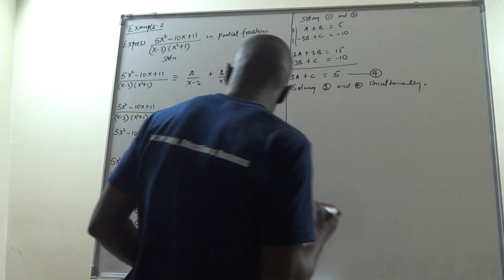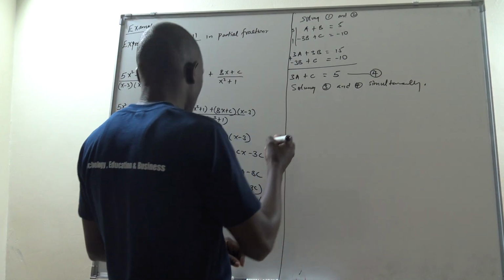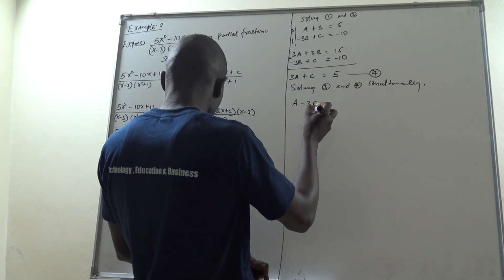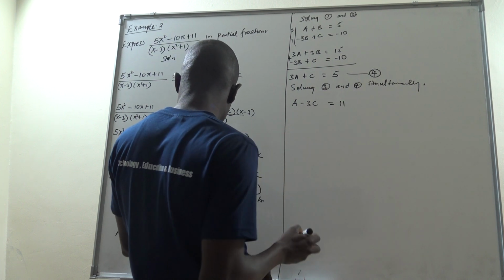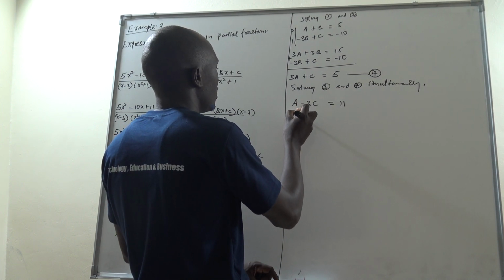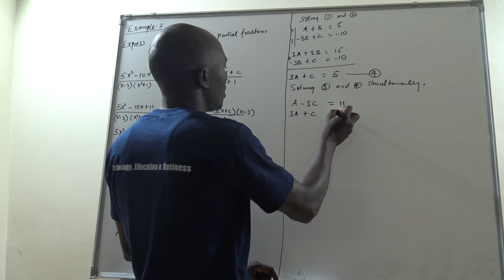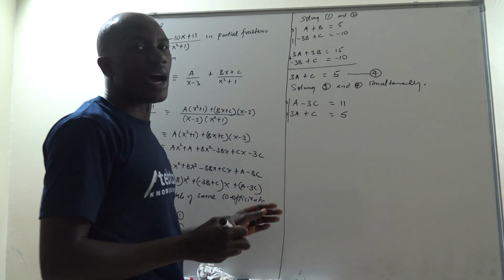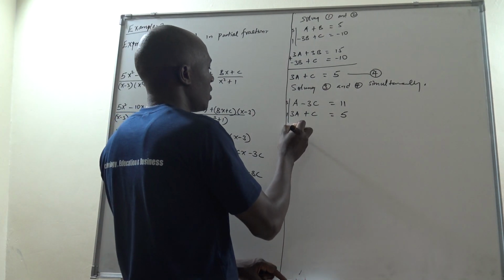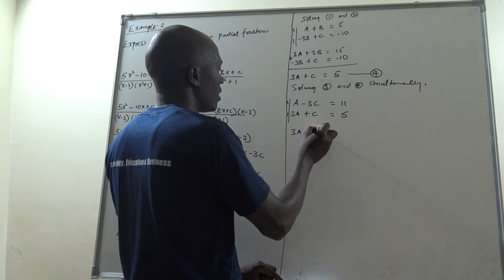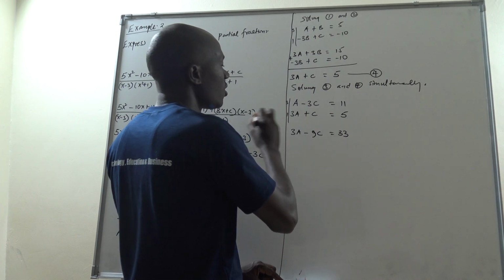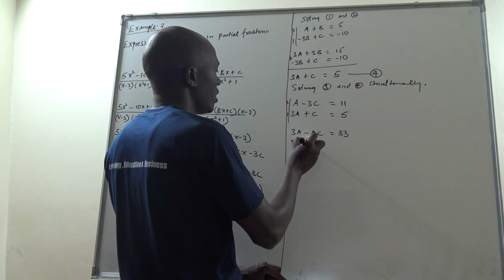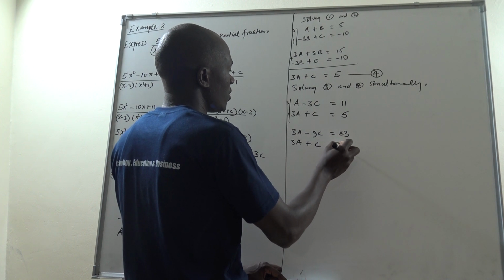So once we solve those two equations. Equation 3 is A minus 3C equals 11. Then another one, equation 4, is 3A plus C equals 5. I can eliminate A. I put a 3 up, then 1 down. I multiply throughout. 3 times A, I'm getting 3A minus 9C equals 33. When you multiply by 3 throughout, 1 times 3A, I'm getting 3A plus C equals 5.